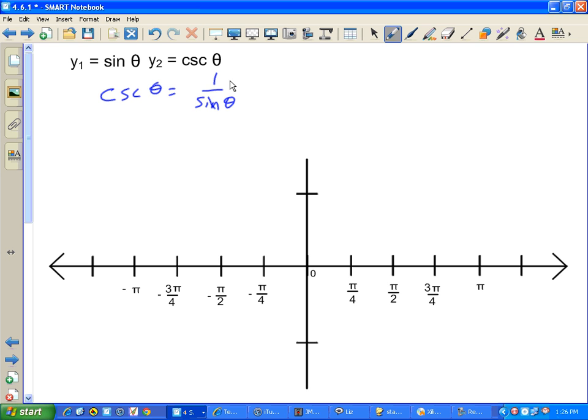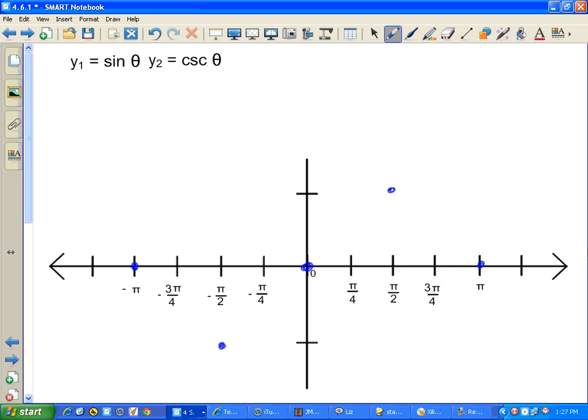So that means whatever my y value is from the sine function, I can just reciprocate it to get my cosecant value. So what that's going to look like, I'm going to graph just some points on my sine function. Sine of 0 is 0, sine of pi over 2 is 1, sine of pi is 0, sine of negative pi over 2 is negative 1, sine of negative pi is 0. Okay, so these would be points that are on my sine function.